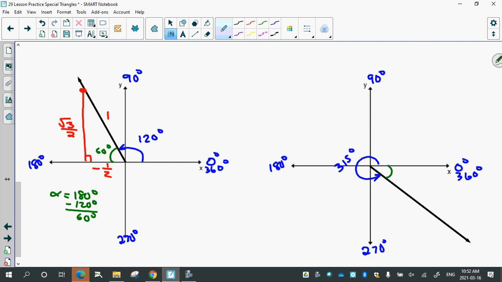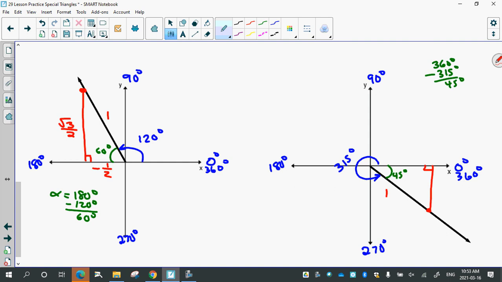But alpha is going to be a special triangle. It's either going to be 30, 45, or 60. And I could get it by doing 360 minus 315. So it's 45. So then you just pick a point along your terminal arm, draw to the x-axis, and now you've made a 45-degree special triangle. So you want to label the three sides according to it being in quadrant 4.